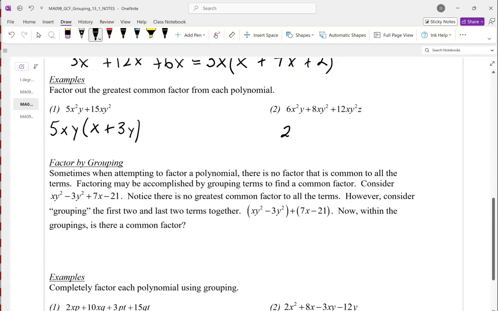How about for the x's, what can you pull out? Yeah, just an x, right? And for the y's, just one y again, right? Now notice this last term has a z in it. Can I pull out any z's at all? No, because the other ones don't have any z's in it, right? So the best we have is 2xy.